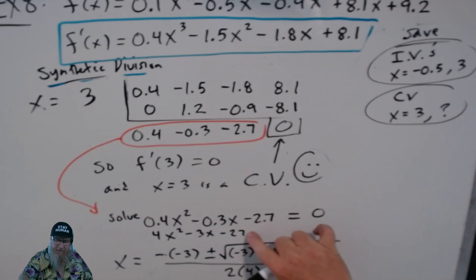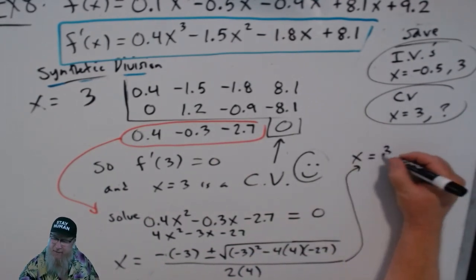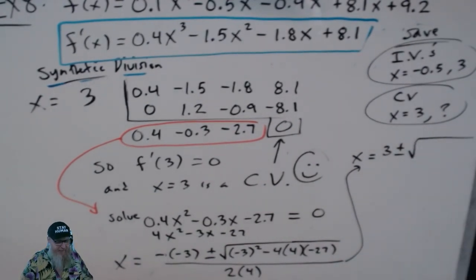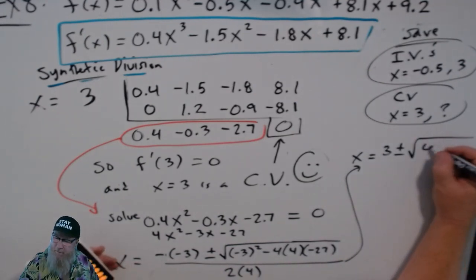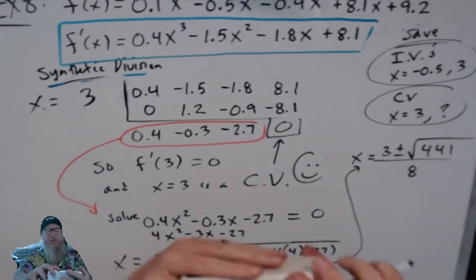I'm wondering if I gave up on this a little too soon. We'll find out right now. If this square root comes out nice, that means I quit too soon, but that's all right. I want to show you what's up. I don't know what's going to happen. 4 times 4 times 27 plus 9, 441 over 8. I think I did quit too soon.